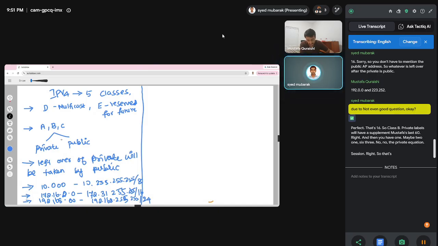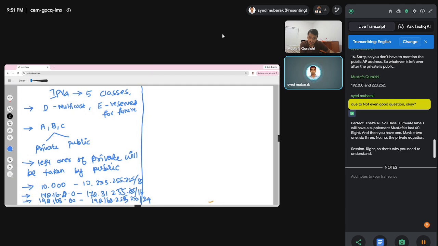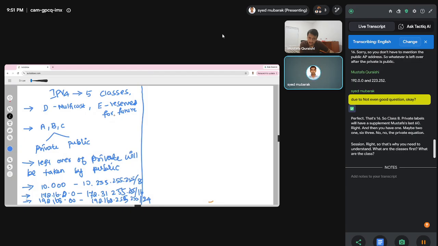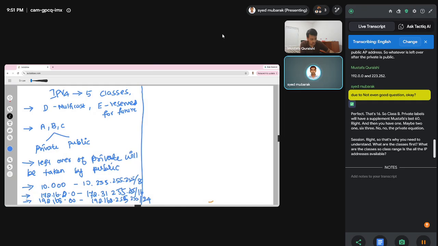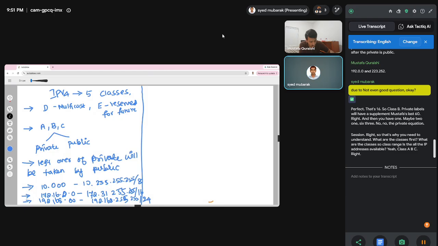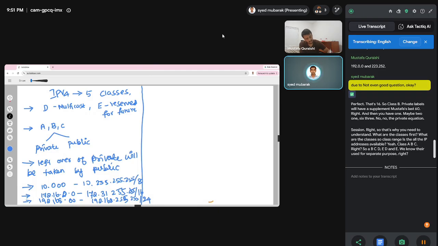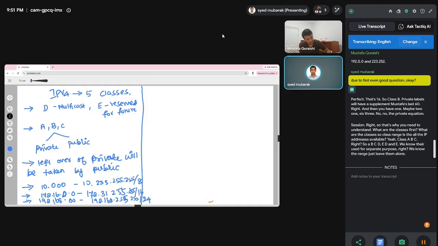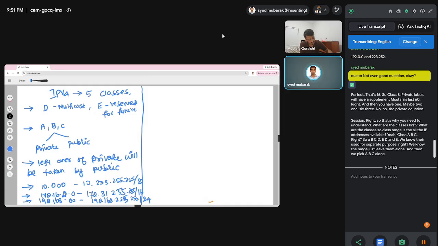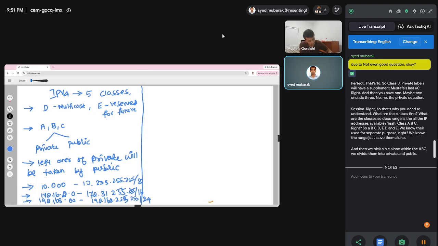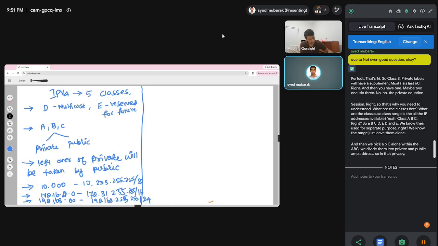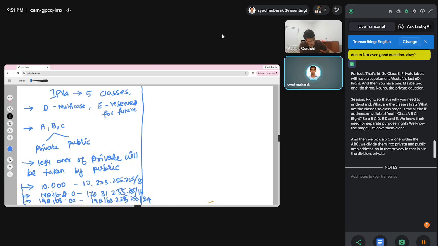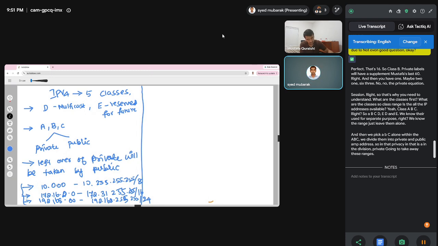Right. So that's why you need to understand what all the classes are first. What are the class ranges? So the class range is all the IP addresses available. Class A, B, C, D, E. D and E, we know they are used for separate purposes, right? We know the ranges. Just leave them alone. And then we pick A, B, C alone. Within that A, B, C, we divide them into private and public IP addresses. So private is going to take away these ranges, and whatever is left over after these ranges is public.